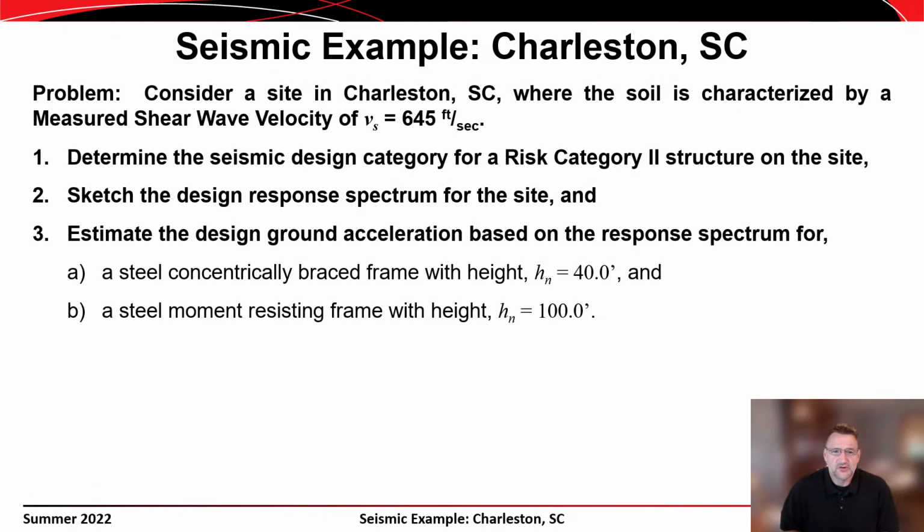In this problem, we're going to consider a building site in Charleston, South Carolina, where the soil is characterized by a measured shear wave velocity of V sub s equal to 645 feet per second. We're going to determine the seismic design category for a risk category 2 structure on the site. We're going to sketch the design response spectrum for the site, and then we're going to estimate the design ground acceleration based on the idea of a steel concentrically braced frame or a steel moment frame constructed there.